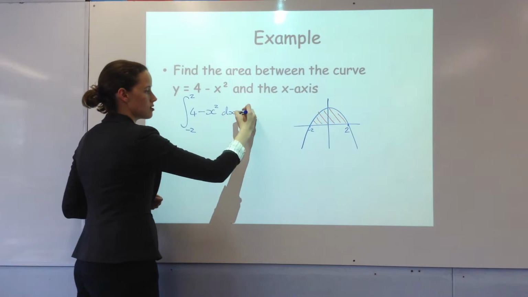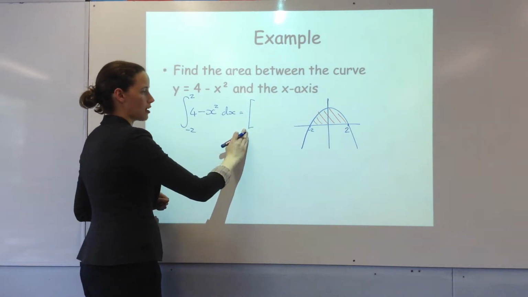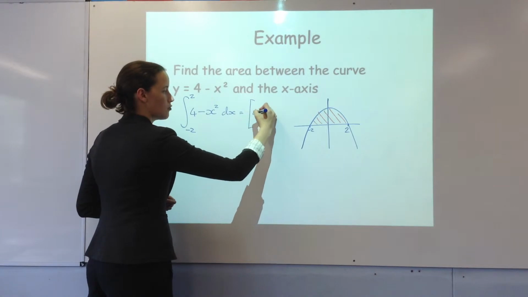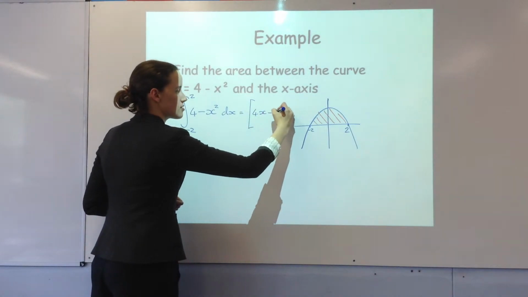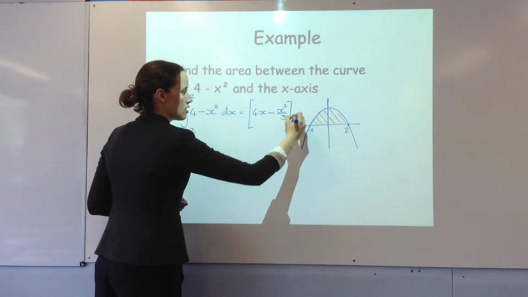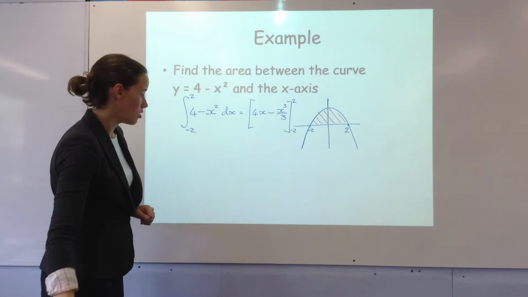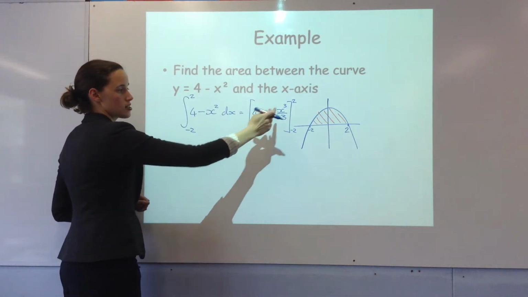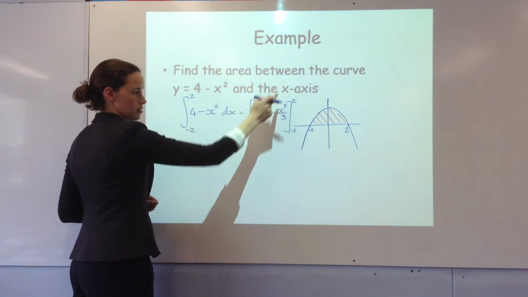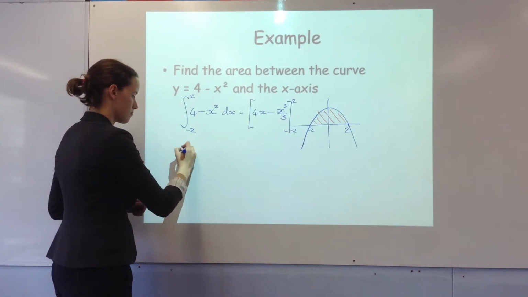When we integrate it, we lose the integral sign and we've got our square bracket here. We're going to get 4x minus x to the power of 3 over 3, and we go from negative 2 up to 2. So just like before, we're going to substitute in the first limit here and then minus what we get when we substitute in the second limit.